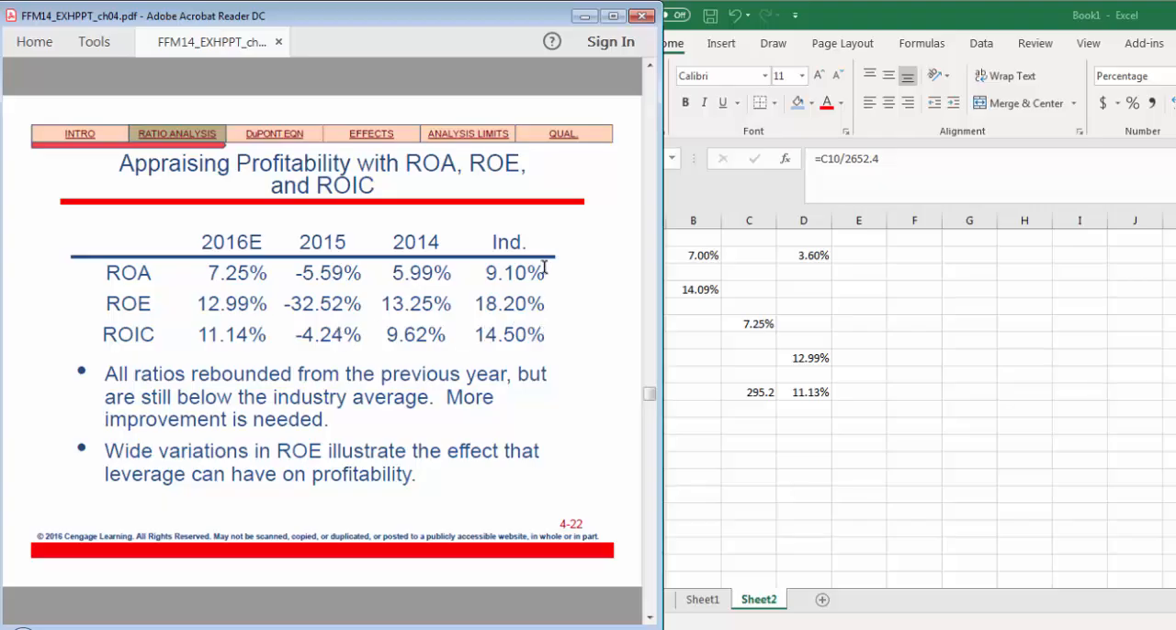I mean, industry average, they are doing a whole lot better for utilization of assets, a whole lot better in utilization of equity, and a whole lot better on ROIC. So all ratios rebounded from the previous year, but they are still below the industry average. More improvement is needed. Wide variation in ROE illustrates the effect that leverage can have on profitability. So higher debt can mean lower profitability. Why? Because a major component is being paid out as interest, even though you're taking a tax break because of the interest you paid, the profitability is impacted.